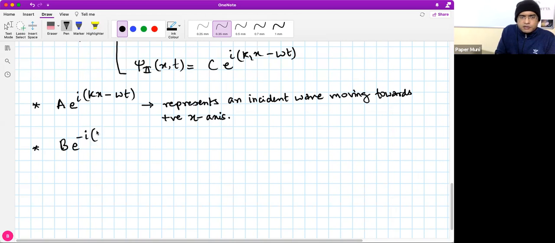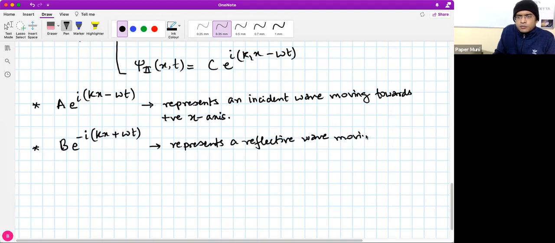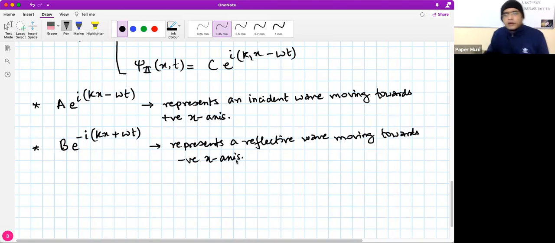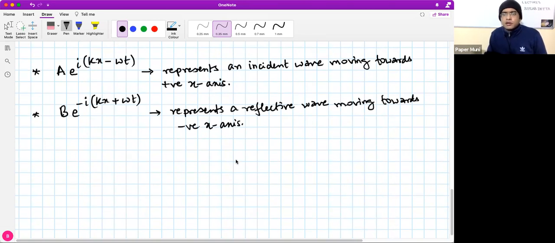b e^(-i(kx + ωt)), and this represents a reflected wave moving towards the negative x-axis. All right. So you have done similar things in wave mechanics.